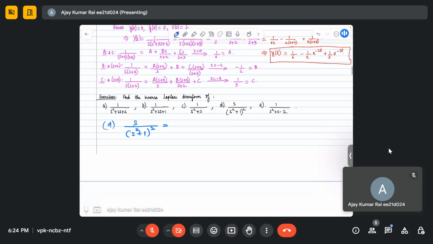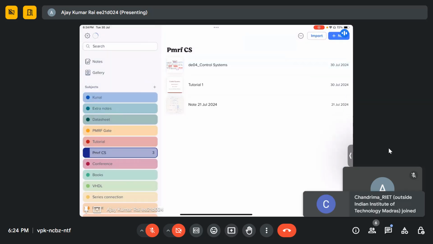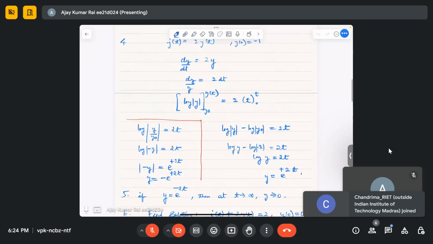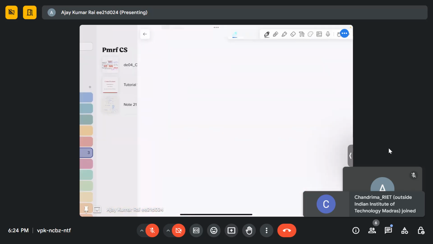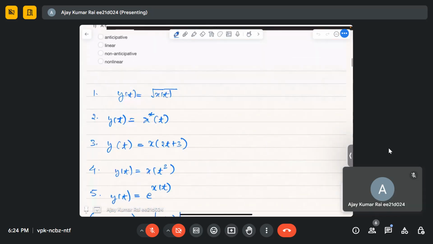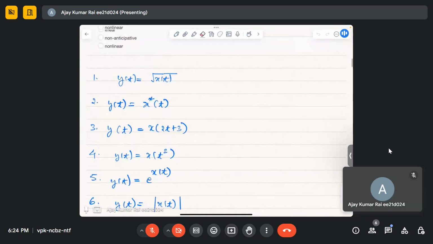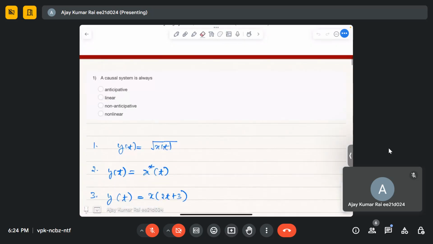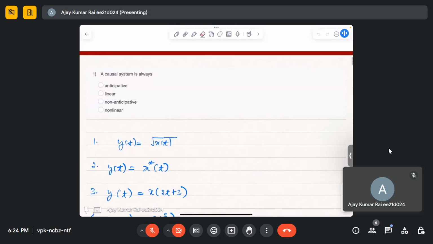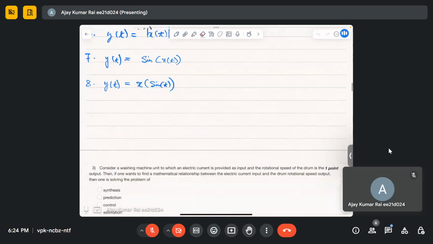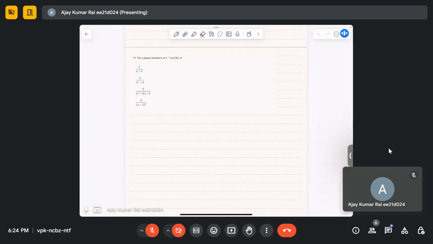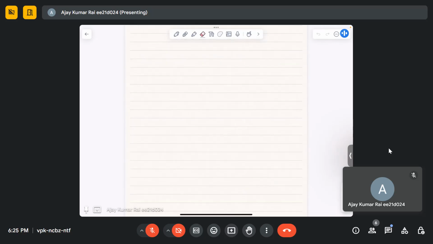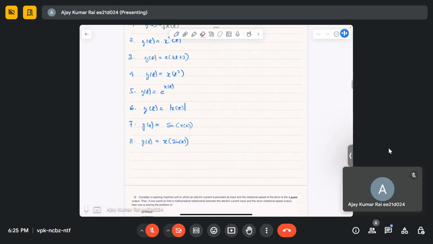Before that, I want to cover a few things. At the last, I will cover some questions based on linear and non-linear systems, time invariant and variant systems, causal and non-causal. First let me cover the previous semester questions, because I need to cover those here.